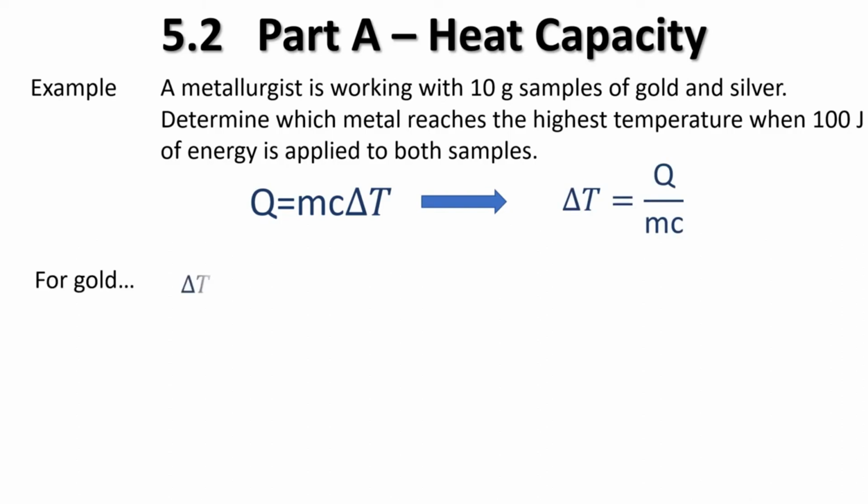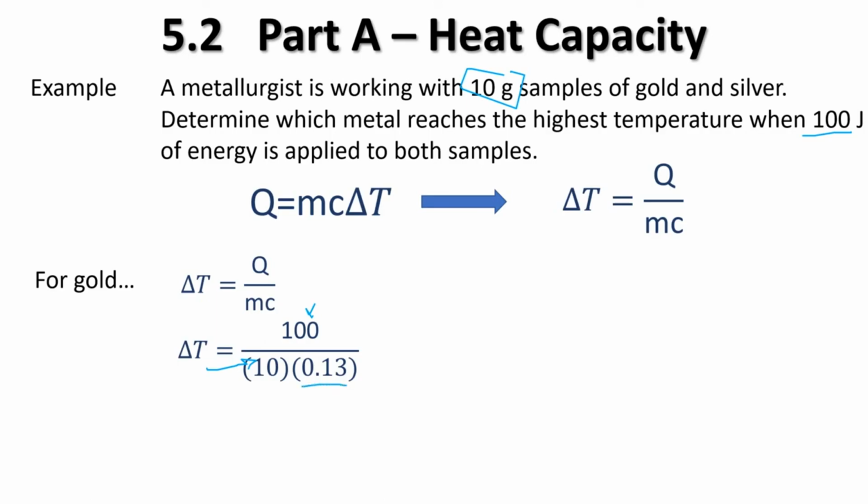So for gold, we've got our equation. Now, we've got our 100 joules there. Here we have a 10-gram sample of the gold. Normally these are in water, but this one's just sitting out, pretend. And this value I had to Google, so I just Googled specific heat capacity for gold, and the answer came up. And when you do the computation, you get 76.92 degrees Celsius.